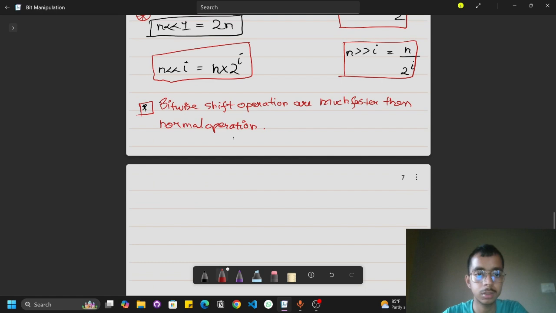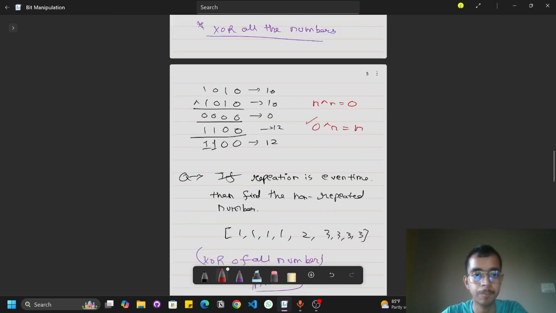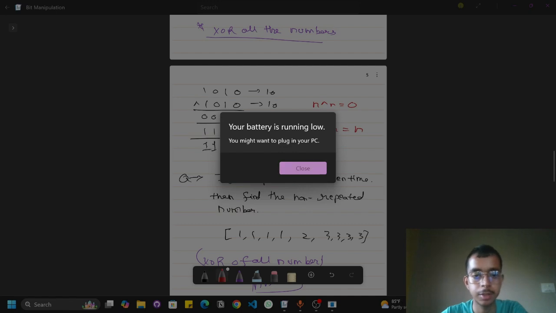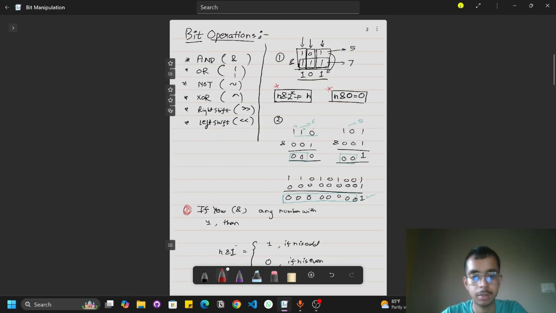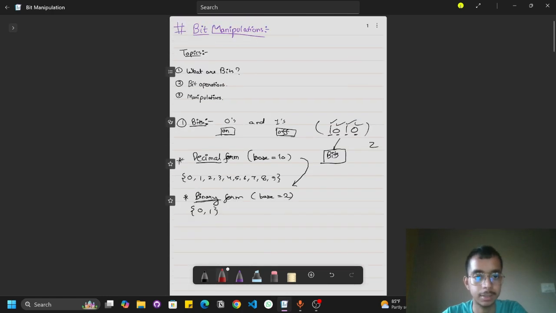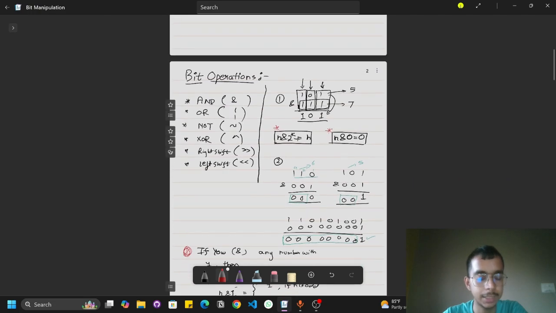So we have covered pretty fast bitwise operations, bit shift, left shift, XOR, and all the properties we have seen here. And we have seen some pretty good manipulations also.